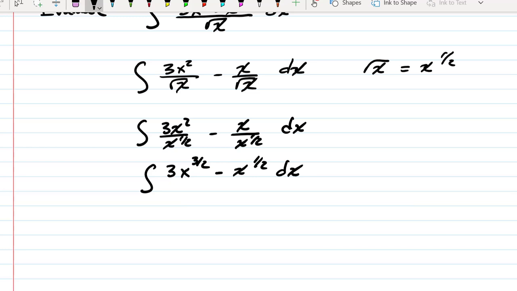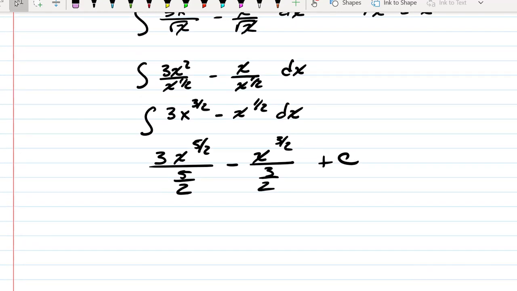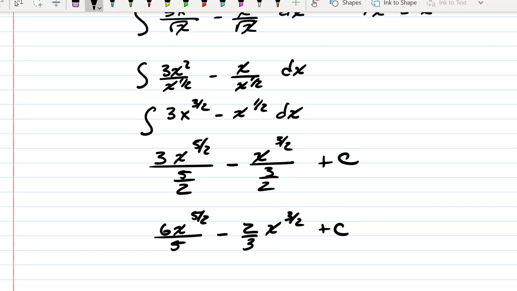And then we can just use our power rule for integrals, so we add 1 to our exponent and divide by it. So we have 3/2 plus 1 is 5/2, and then we divide by 5/2, minus x. We add 1 to 1/2, which gives us 3/2, divided by 3/2, plus c. And then we simplify that a bit by multiplying by the reciprocal, and we would get 6x to the 5/2 over 5 minus 2/3 x to the 3/2 plus c.